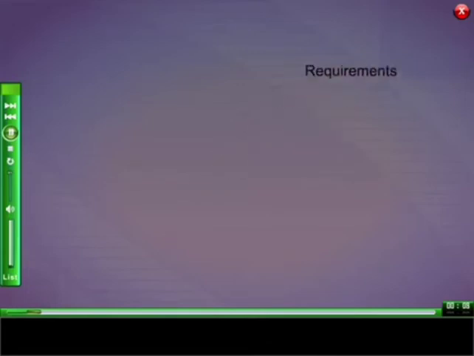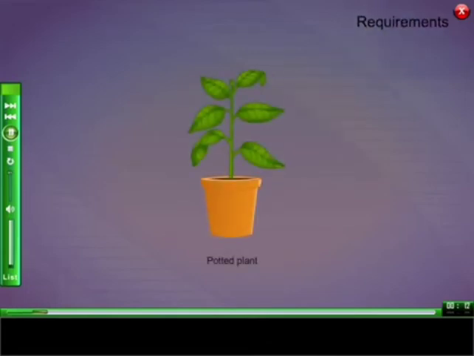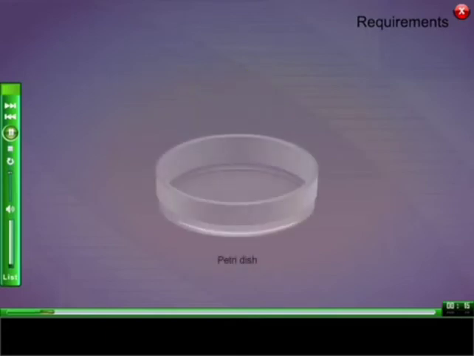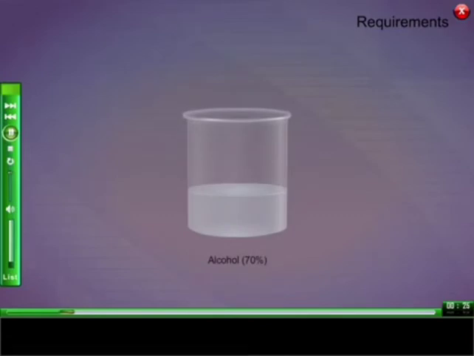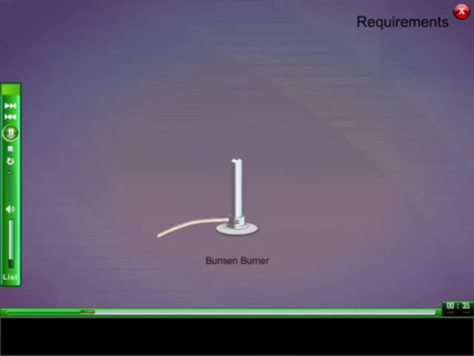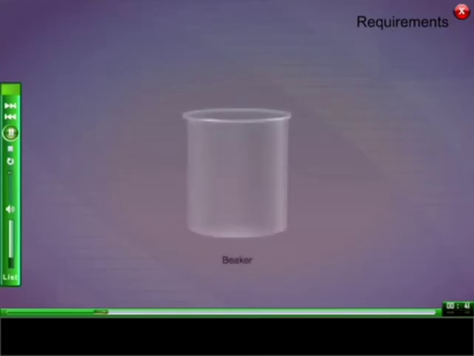Requirements: potted plant, petri dish, boiling tube, alcohol 70%, iodine solution, Bunsen burner, forceps, beaker, water, dropper, black paper.